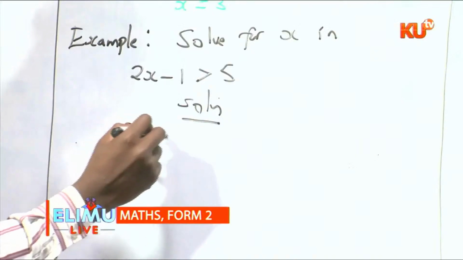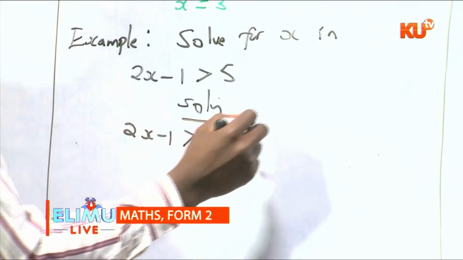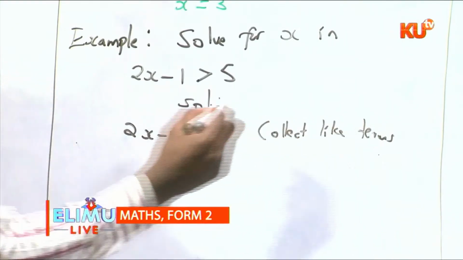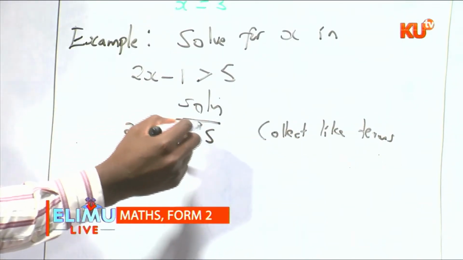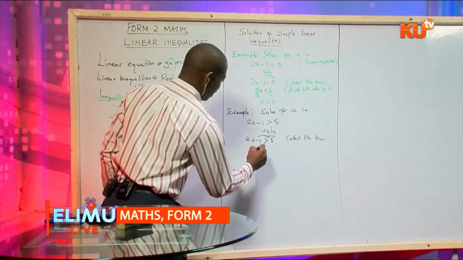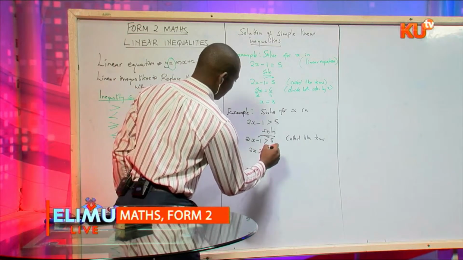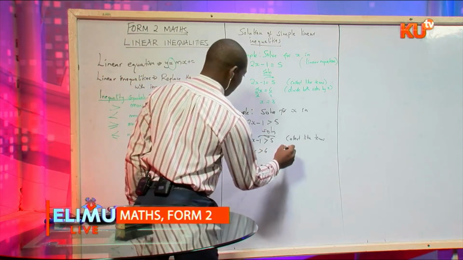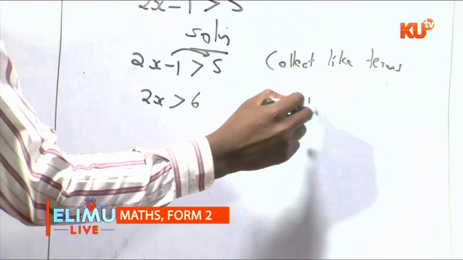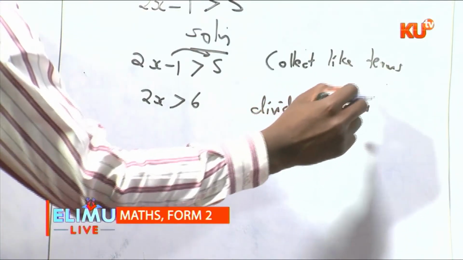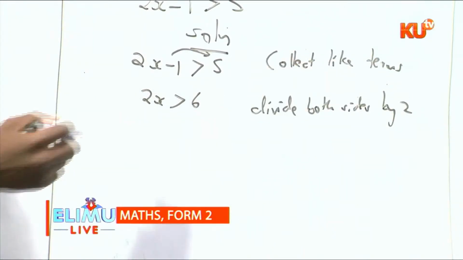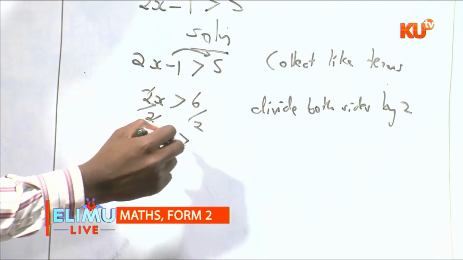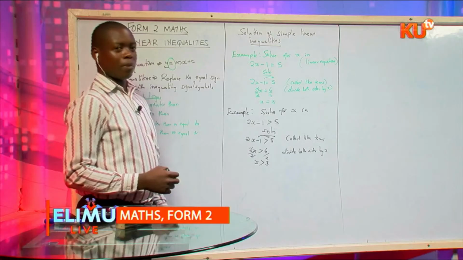Again, 2x less 1 greater than 5, simply collect like terms. So we'll take negative 1 to the right side. So we have 2x greater than 6. Then what do we do? We again divide both sides by 2. So if we divide by 2, this divide by 2, this cancels out, x becomes greater than 3.